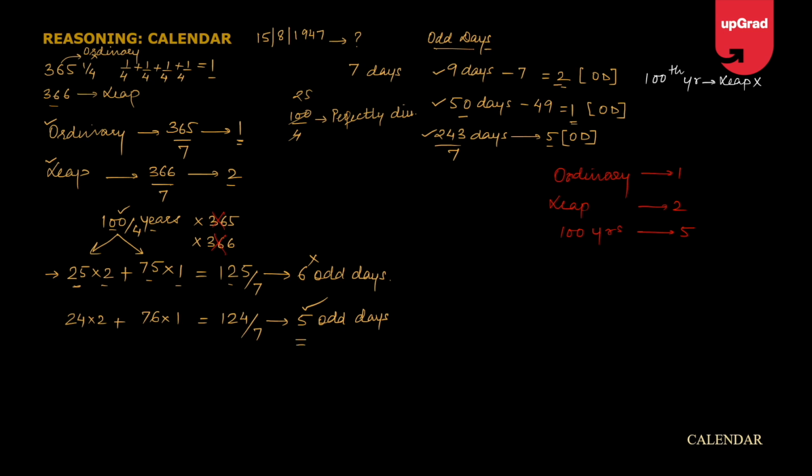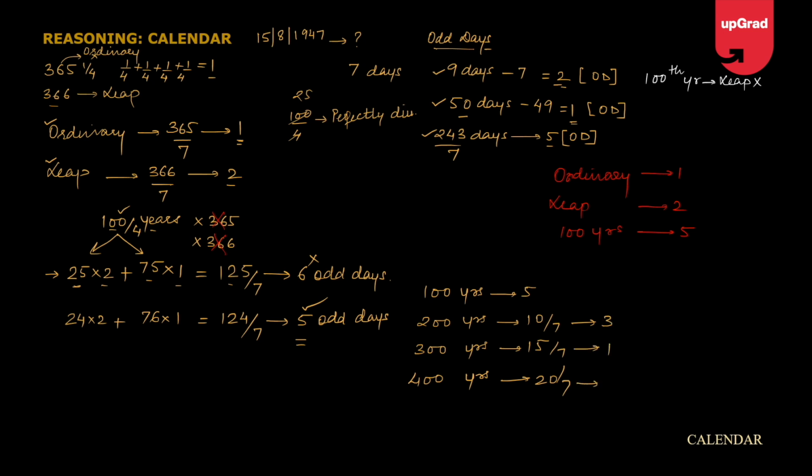If 100 years have 5 odd days, then 200 years should have 10 odd days. Similarly, 300 years should have 15 odd days. A simple linear calculation that I'm doing. And also 400 years will have 20 odd days. Now, some of you might think, why is it 10, 15 and 20? Because they are greater than 7, we should be dividing them by 7, which is absolutely right. So over here it will be 3, over here it will be 1, and this will give me 6 odd days.